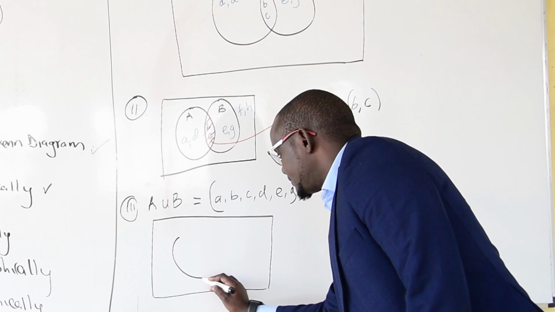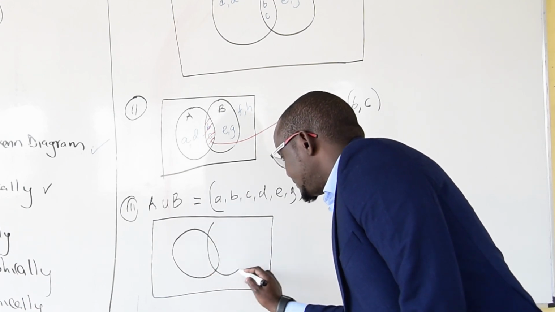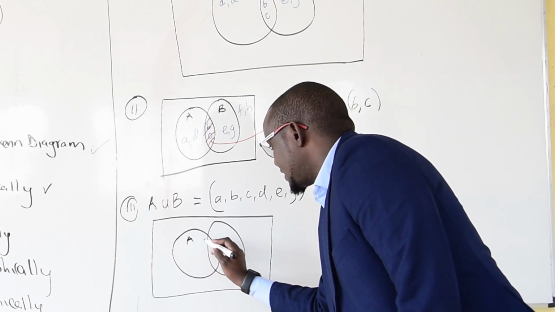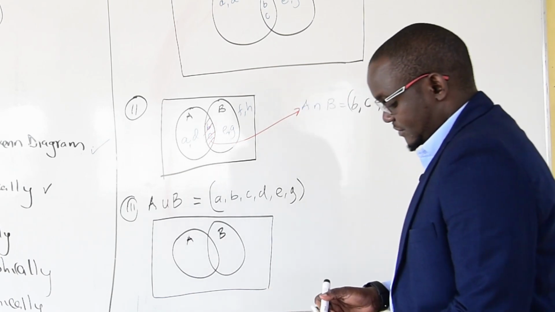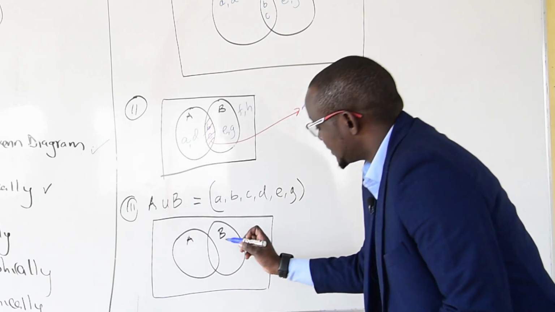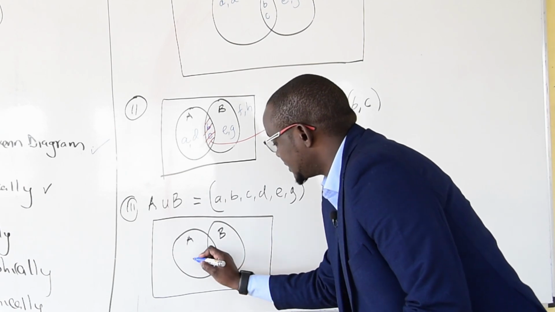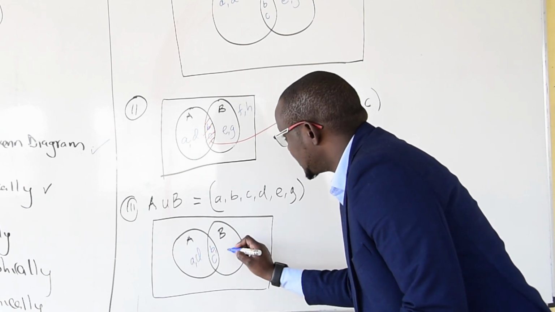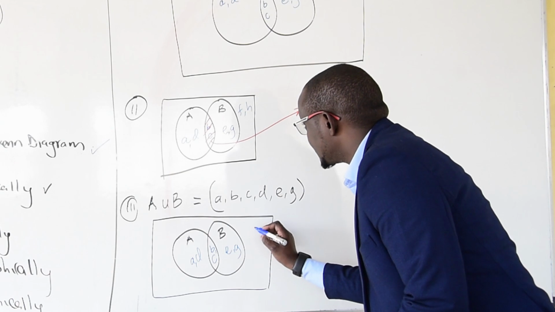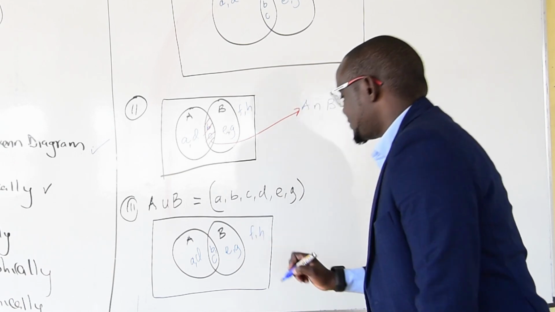I'll draw set A, this is my set A, this is my set B. We know the members. The members that are in both sets are B and C. Here we have A, D. Here we have E, G. Here we have F, H.